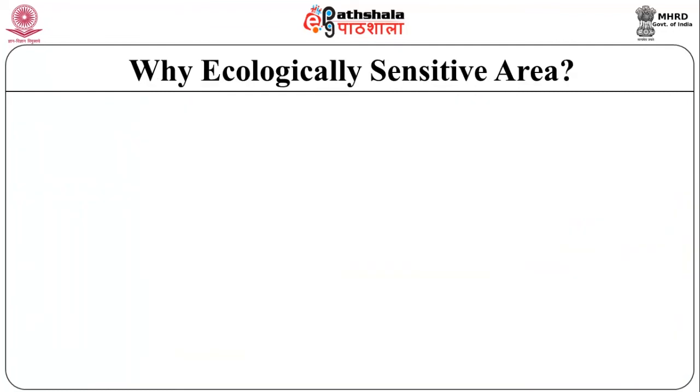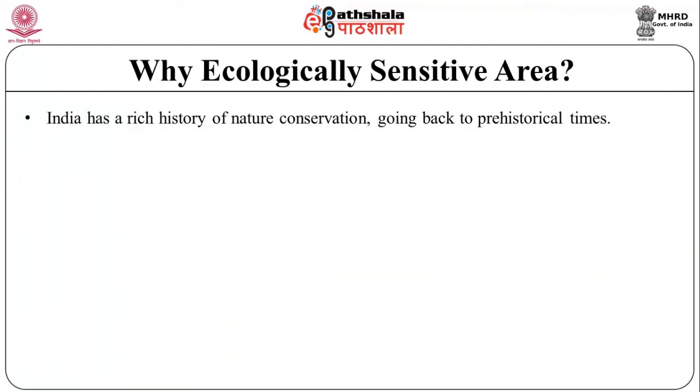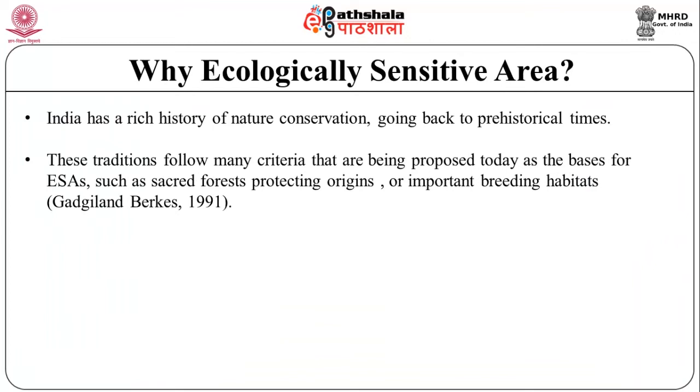Why ecologically salient areas? India has a rich history of natural conservation going back to prehistorical times. These traditions follow mainly criteria that are being proposed today as the basis of ECAs, such as sacred forests, protecting origins of rivers, for example Bhimashankar in Pune district, Maharashtra, at the origin of Bhima river, or important breeding habitats, for example Kokkare Bellur Pelicanry in Mandya district of Karnataka.